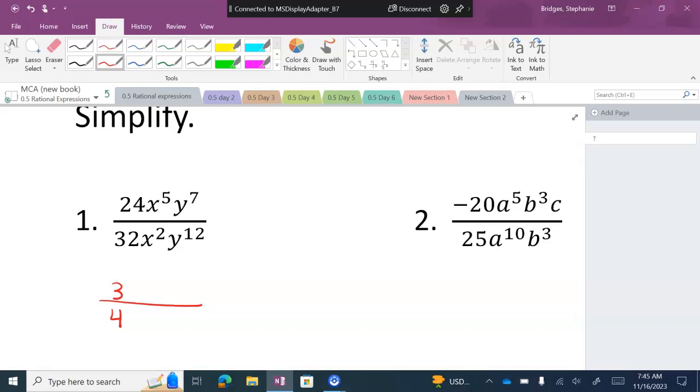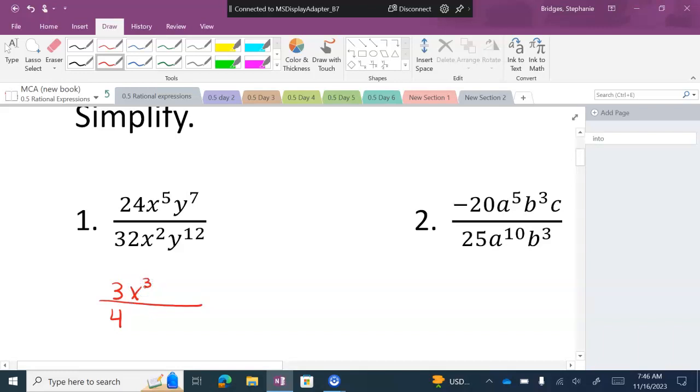And then we just look at the variables individually. Do you guys remember me asking you where do we have more, top or bottom? Those stay there. Okay, same concept here. If I look at my x's, I have 5 x's at the top. I have 2 at the bottom. Where do I have the most? At the top. So my extras will stay at the top. And how many extras do I have? 3. So that's going to be x to the third.